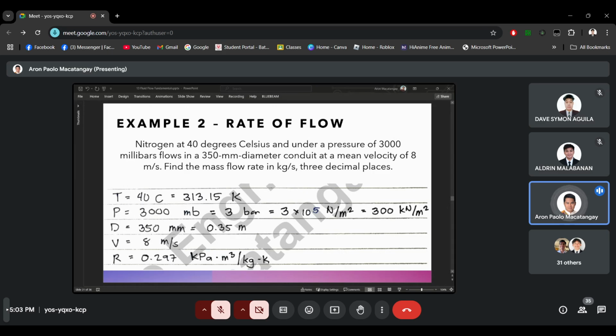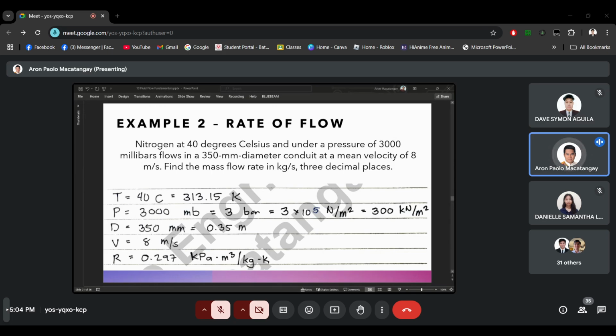Yes. Sige, Daniel, let's help Aldrin. Sir, yung po yung P over RT po, pag sa density po. Okay. So, PV = mRT siya, pero if you would isolate mass over volume, ang matitira sa'yo sa other side would be P, pressure, over R, or gas constant, times temperature. Okay? So, yan. So, sige.